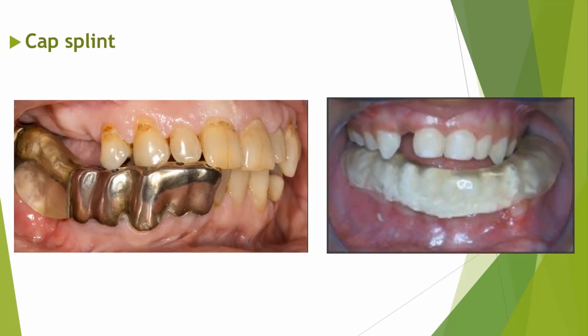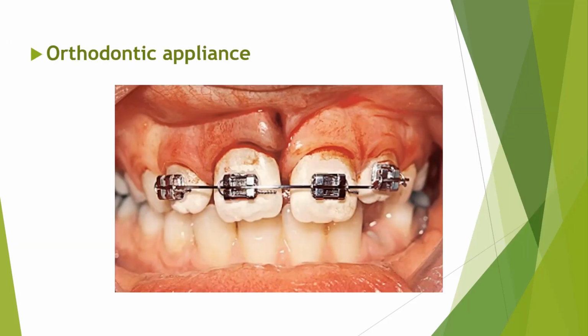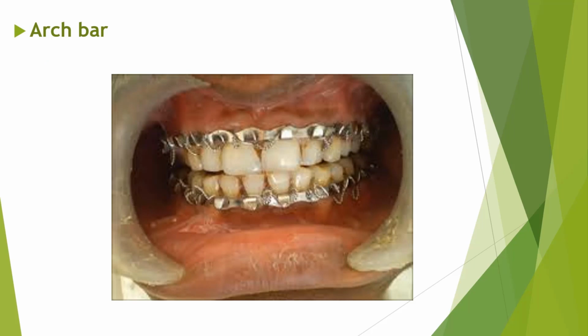Cap splints. They include metal or heat or cold curing acrylic splints. This technique requires reduction into correct position and then accurate impression of teeth and both jaws. It provides excellent immobilization and protection of the traumatized teeth. Orthodontic appliance. Orthodontic bracket and arch wire can be used to provide support for traumatized teeth, but they should always be passive. Another method for immobilization is by using an arch bar with wires.